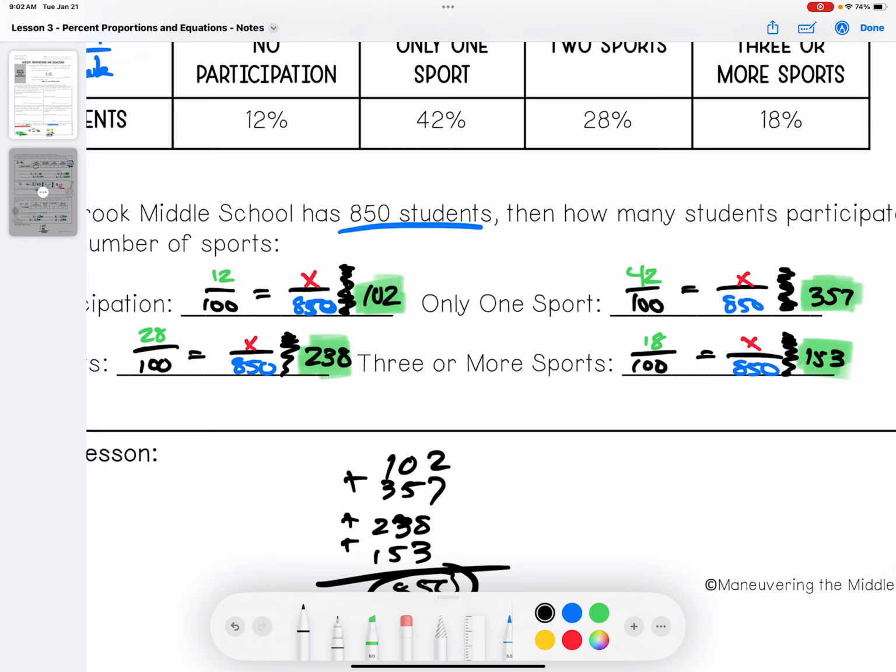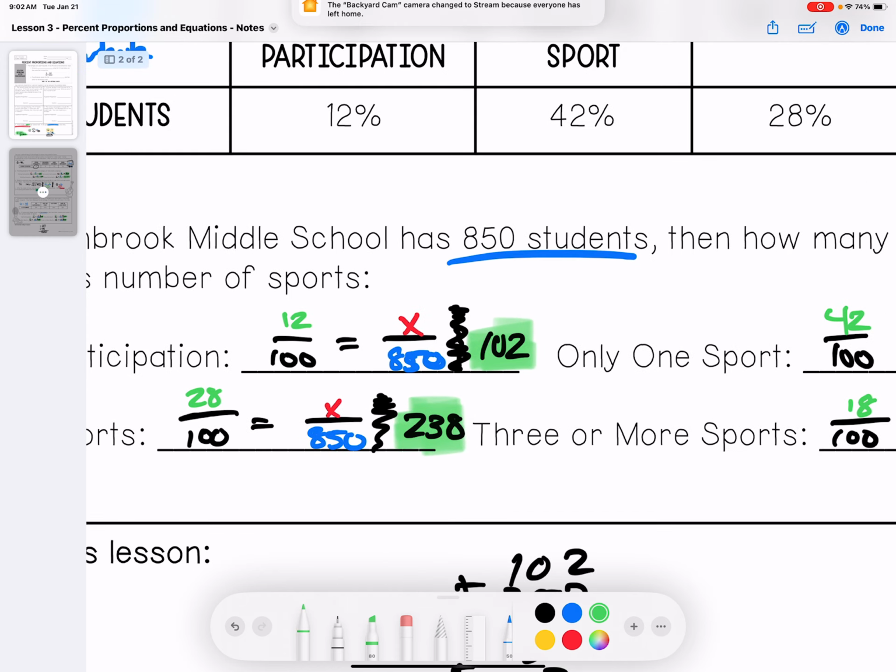Here's what I would have done on each one of them. 100 goes into 850 by multiplying by 8.5. You could have just done that to all of them. You could have just multiplied the percent times 8.5 and got your answer. Because how did I go from 100 to 850 every time? I multiplied it by 8.5. How did I know that? You could have divided 850 by 100, and you would have got 8.5, so it's 100 times 8.5.